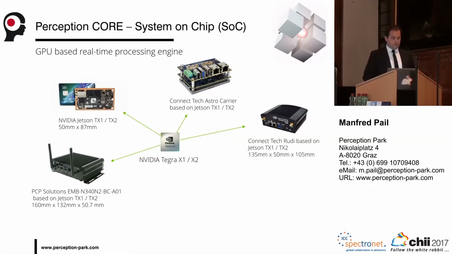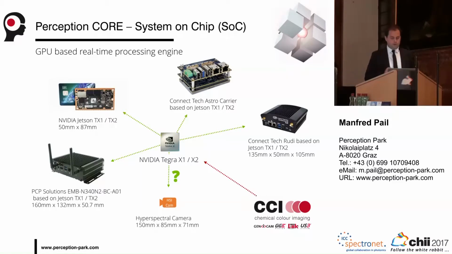So why not bring it directly into the camera and provide a GenICam compliant camera or a smart camera? Sure, all these solutions are supported by our Perception Core, so they are GenICam compliant, supporting standard machine vision interfaces. Why did we decide for this technology?